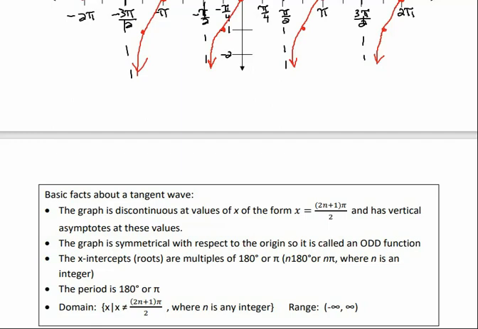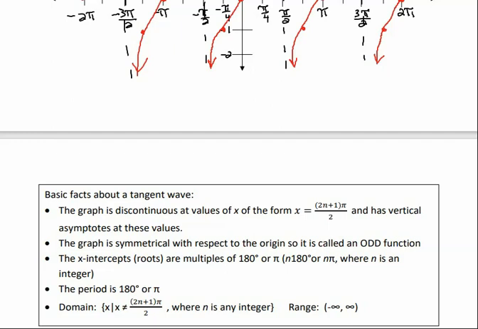That's an odd function. The x-intercepts, or the roots, are at multiples of 180 degrees or pi. And unlike sine and cosine, the period is 180 degrees or pi. If you'll remember, sine and cosine have a period of 2 pi or 360 degrees. So the domain is x such that x is not (2n plus 1) times pi over 2. So those points are excluded from the domain. And the range is from negative infinity to positive infinity.